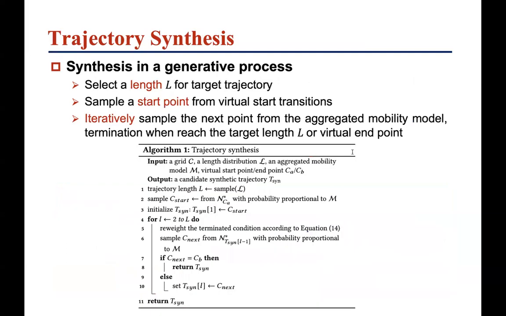And this is the overall synthesis algorithm for LDP-Trace. As it shows, during synthesis, we first randomly select a target length from the length distribution and sample a start point for the virtual start transition. Then we iteratively sample the next point according to the learned Markov chain until it reaches the target length or the virtual endpoint.